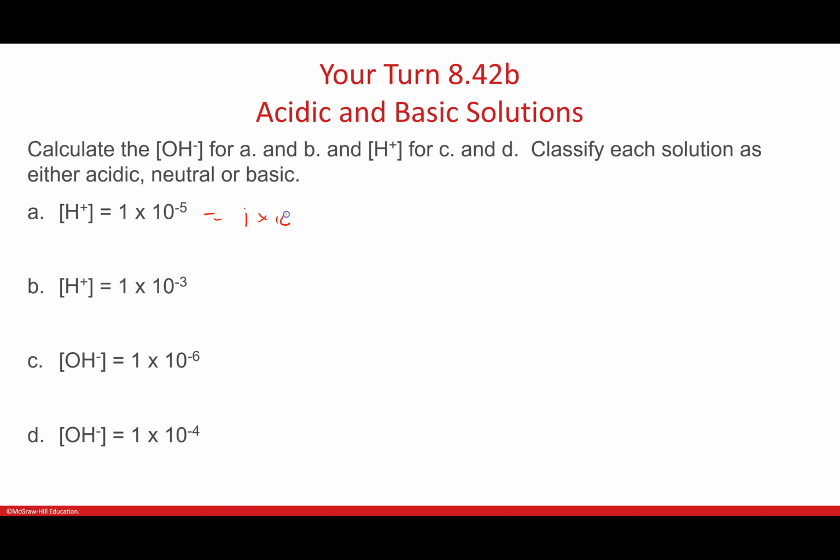So 1 times 10 to the negative 9th. Okay, Billy, what about the next one? Sorry, that's not equal to, oops, it is equal to the OH minus, final answer. Okay, how can we get the OH minus from that H plus? And what do you get? Yep, that is your OH minus. Perfect. You got it.